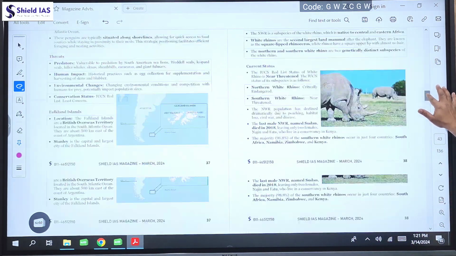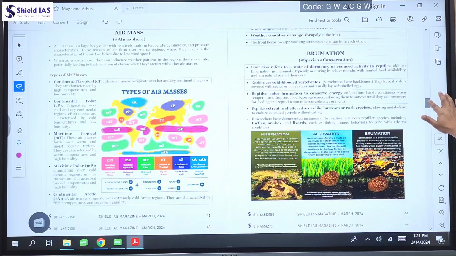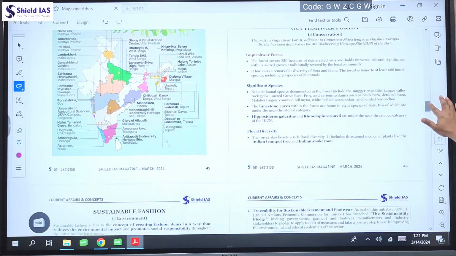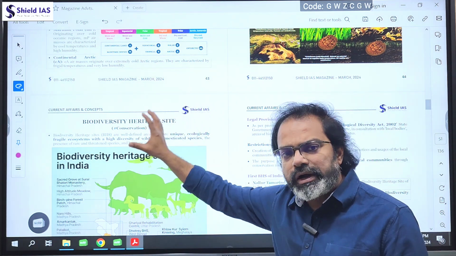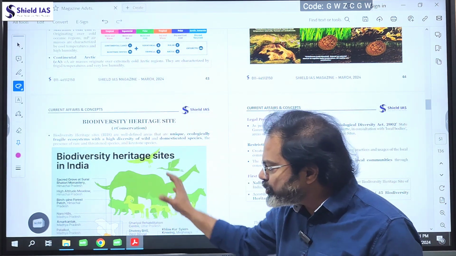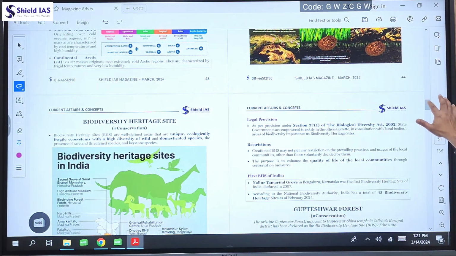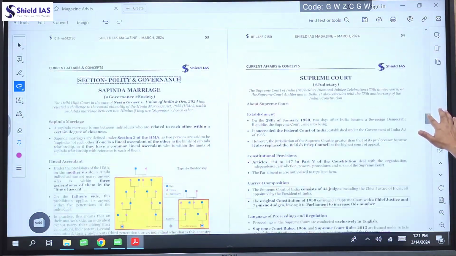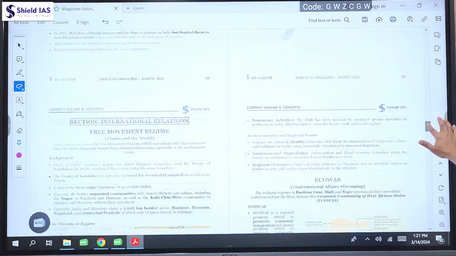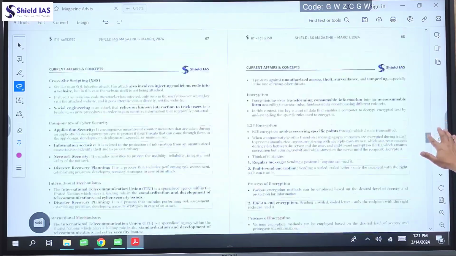Now let us see the location part. Images are the most relevant, which add to the information. For example, biodiversity heritage site. What is the meaning of biodiversity heritage site and which are those sites? Again, a very impactful picture here. Further, let's see the location part.